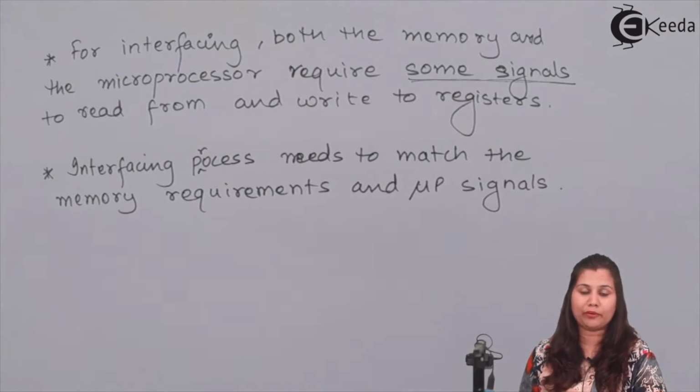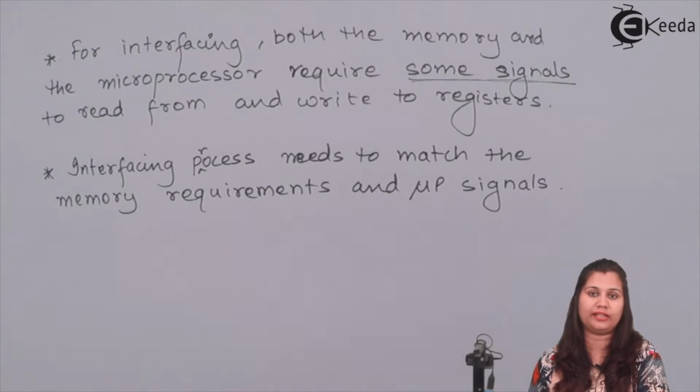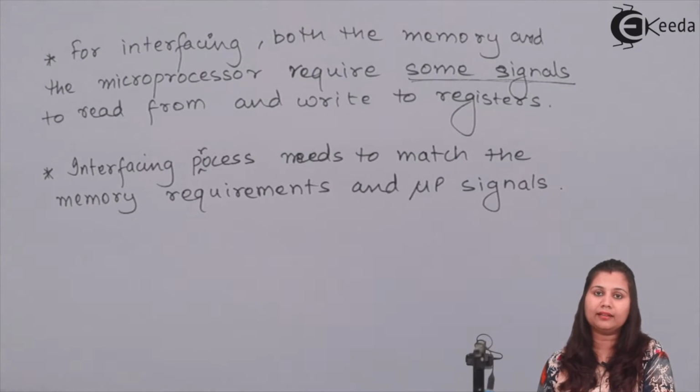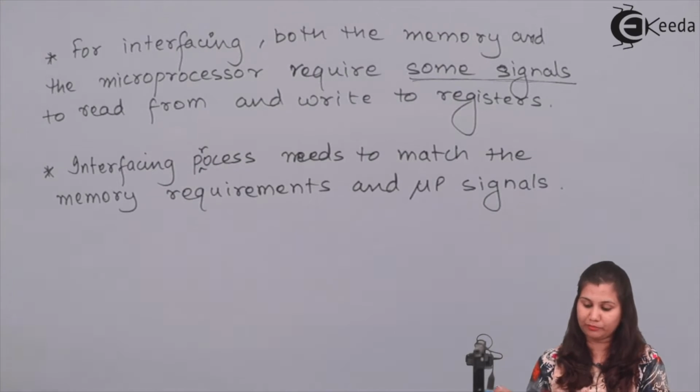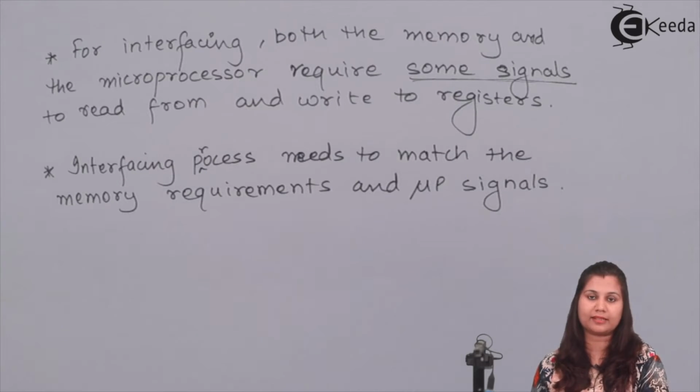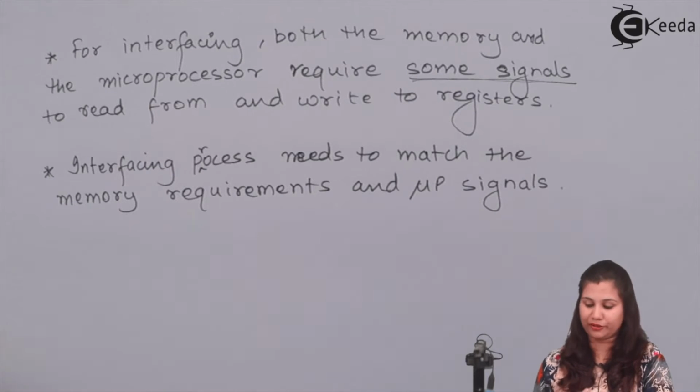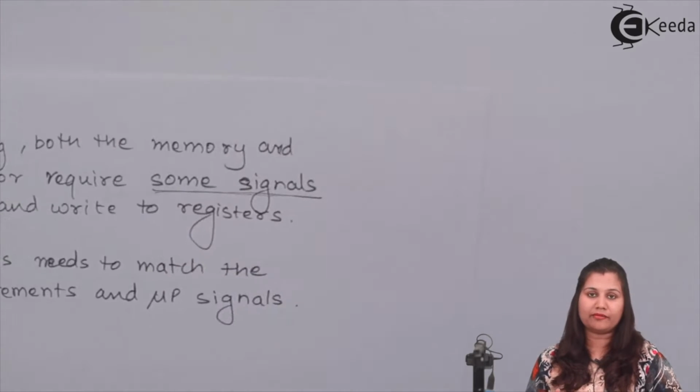The interfacing process needs to match the requirements of the memory and the microprocessor signals, so that when the requirements of both are satisfied, only then will the communication take place. So the interfacing circuits should be designed to match the requirements of both. Now we will start the interfacing of the memory chips with the 8085 microprocessor.